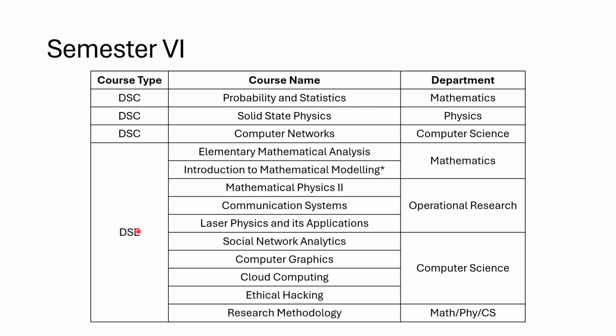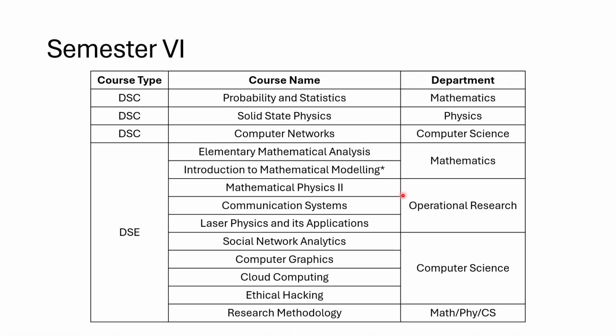In semester 6, under DSCs, you have from mathematics, probability and statistics. From physics, you have solid state physics. From computer science, you have computer networks. Coming to DSEs, from mathematics, you have elementary mathematical analysis, introduction to mathematical modeling.